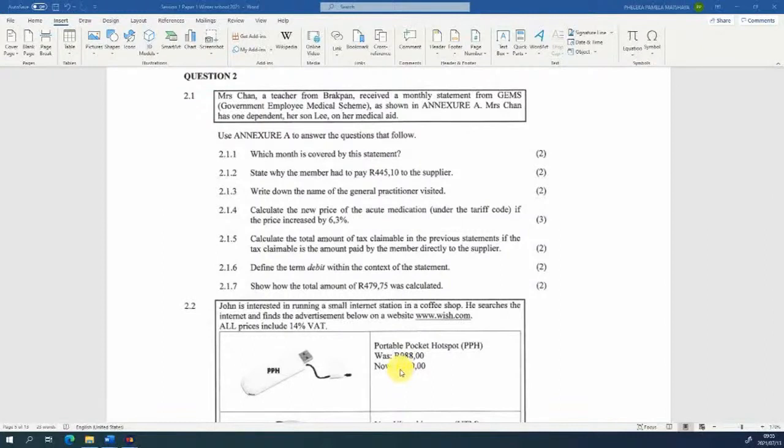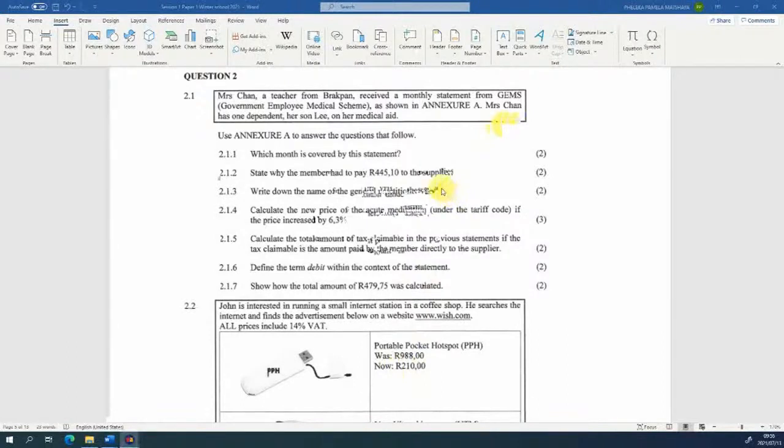Mrs. Khan has one dependent, her son Lee, on her medical aid. What does a dependent mean? It means that child is on a medical aid. It's a child. The child depends on her, obviously, and she pays for him. There's no husband on her medical aid. There's no daughter, only one child, and her son Lee on her medical aid.